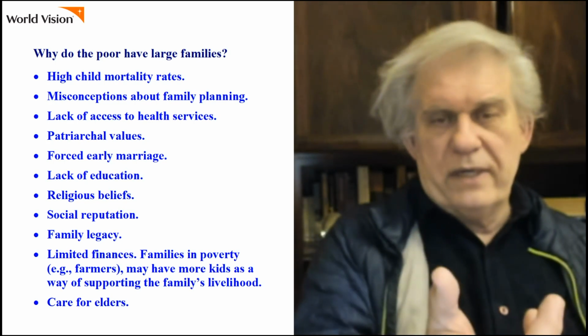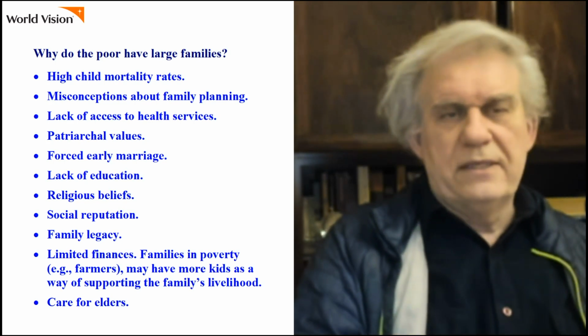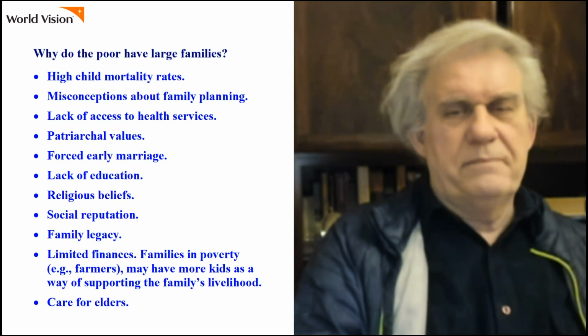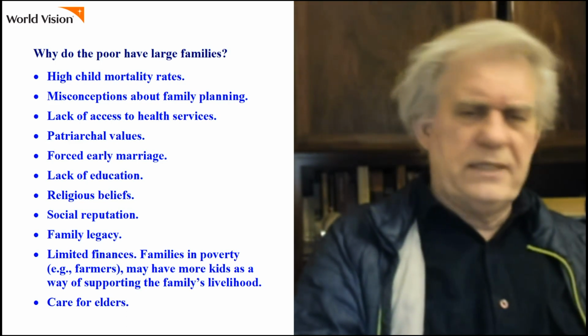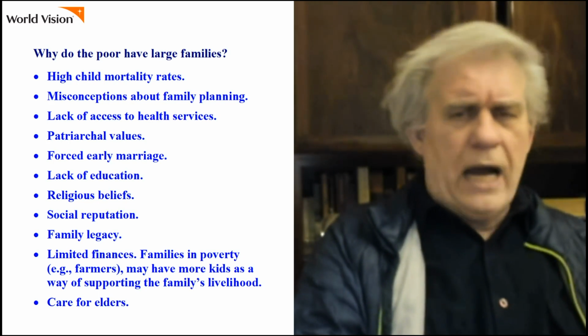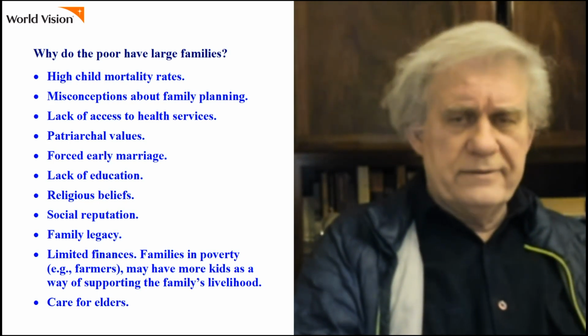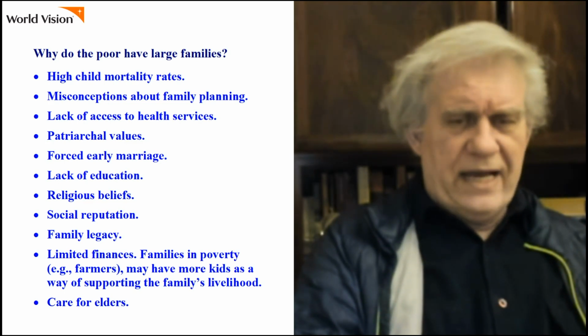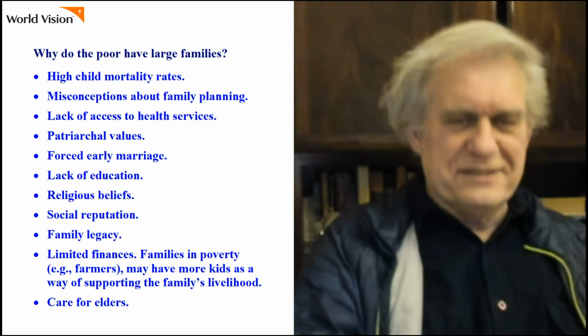Okay, and part of that is the care for elders. So this is why poor people have large families, and this is what everybody just repeats and thinks is the truth. They parrot it. They say, well, it's common knowledge. It's like a no-brainer. Is it? Let's find out who's the guy with no brains.